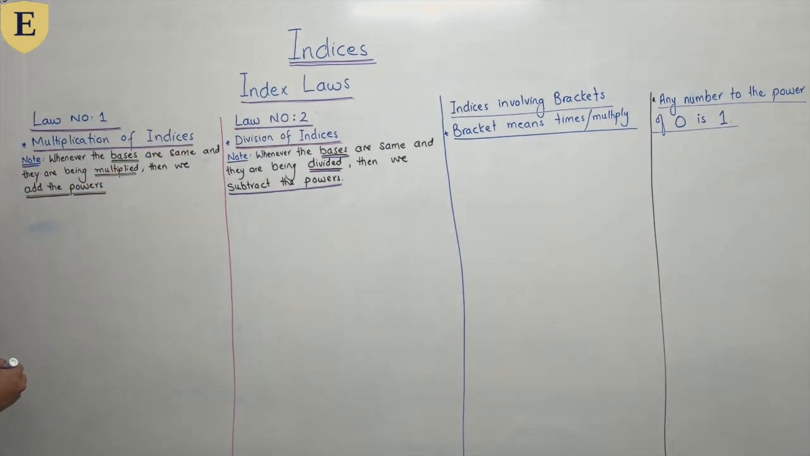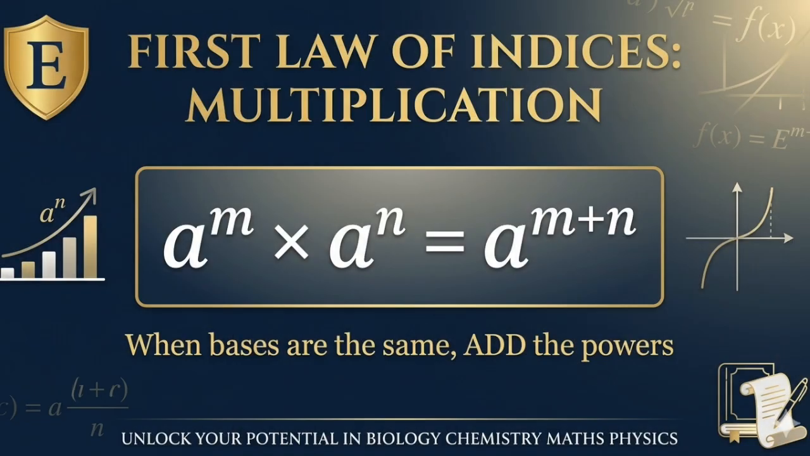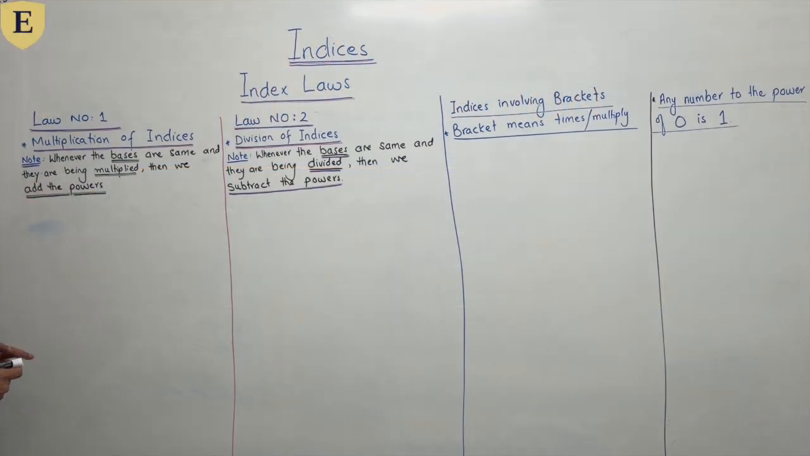Number one is multiplication of indices. I've written a note. It says whenever the bases are same and they are being multiplied, we always add the powers. So let's see what I mean by that.